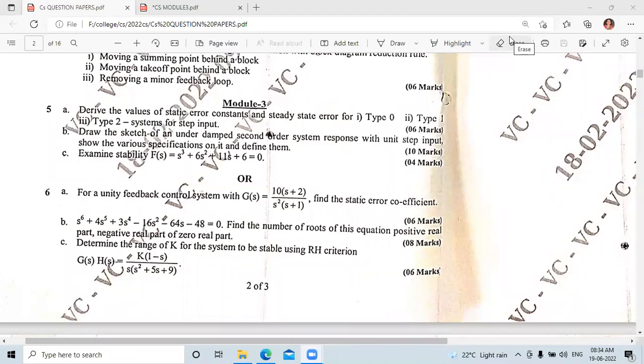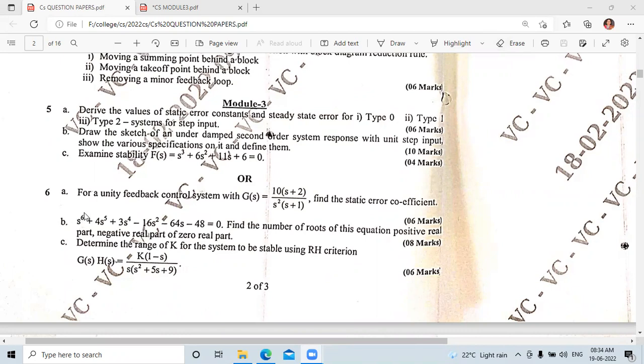Hi everyone. In the last class, we discussed problems on module 3, that is stability, and also type 0, type 1, type 2 systems for step input, and first order and second order systems, right? Today we shall discuss Module 3 questions only.